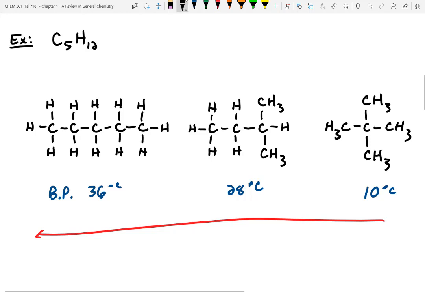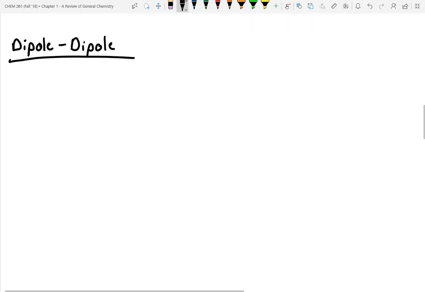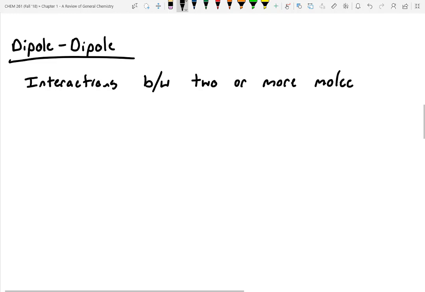All right, the next one we're going to look at is dipole-dipole. These ones are also pretty common in organic chemistry, and these are interactions between molecules with net dipoles. So they're not instantaneous dipoles anymore. These are permanent dipoles. They don't go away.